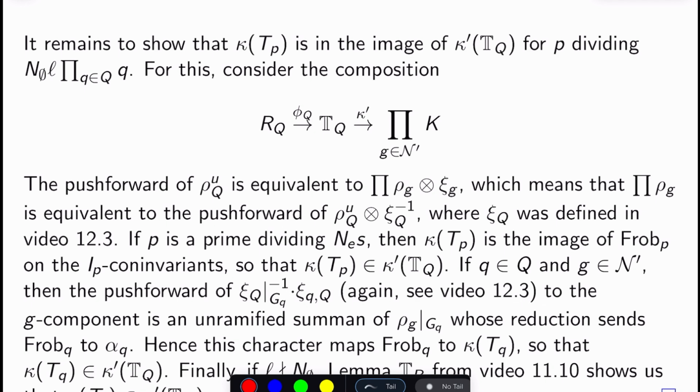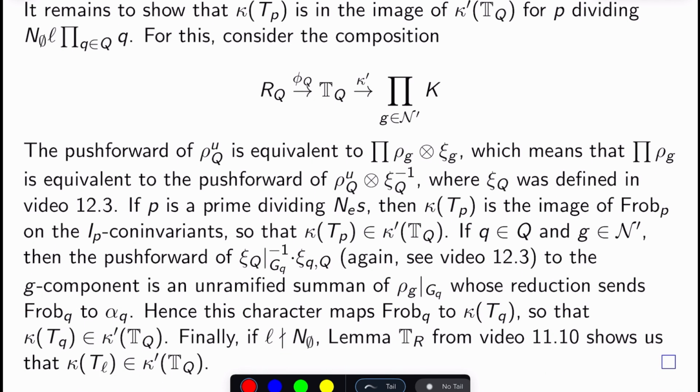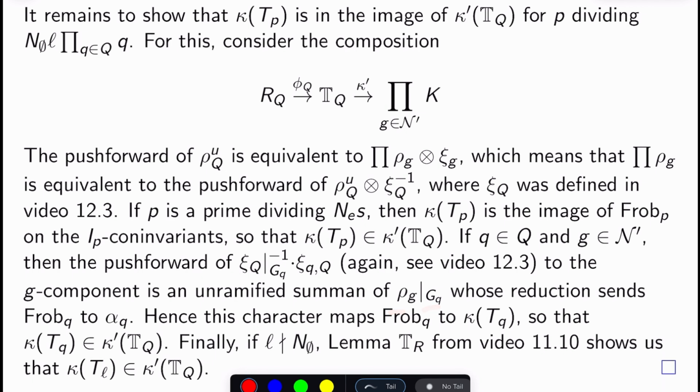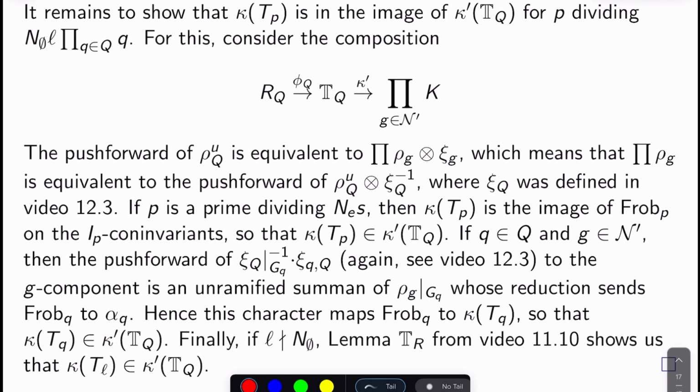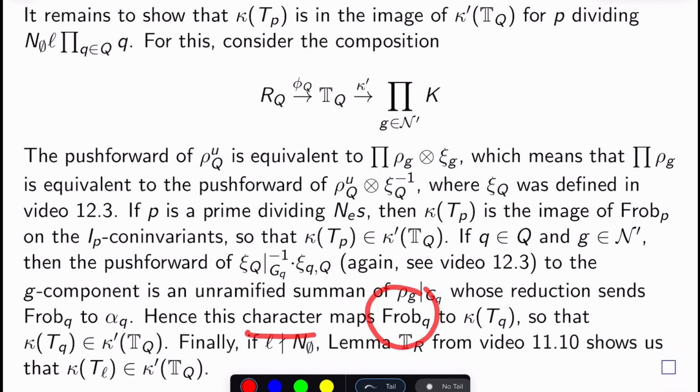Push forward to where? To the G component. This is an unramified summand of rho sub G restricted to G sub q, whose reduction sends Frobenius at q to alpha sub q, essentially by construction. Hence, this character maps Frobenius at q to kappa of T sub q, and so kappa of T sub q is in kappa prime of T sub Q.